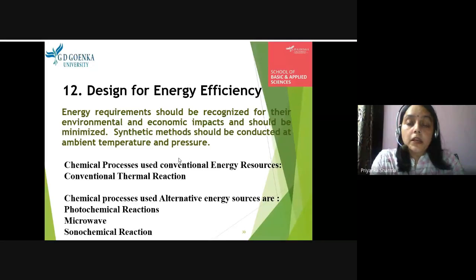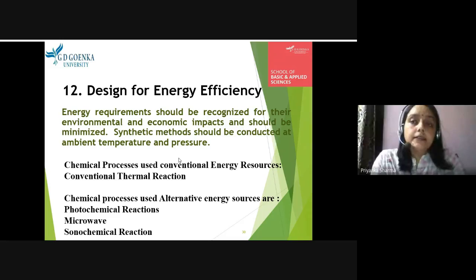then we can recognize which energy resource we can use. Initially, in chemical processes we were using conventional energy resources, that is thermal reactions, where we use coal, petroleum, etc. for the conversion for the energy processes. But nowadays scientists and researchers are using alternate energy resources for those transformations. They are using photochemical reactions, microwave reactions, and sonochemical reactions.